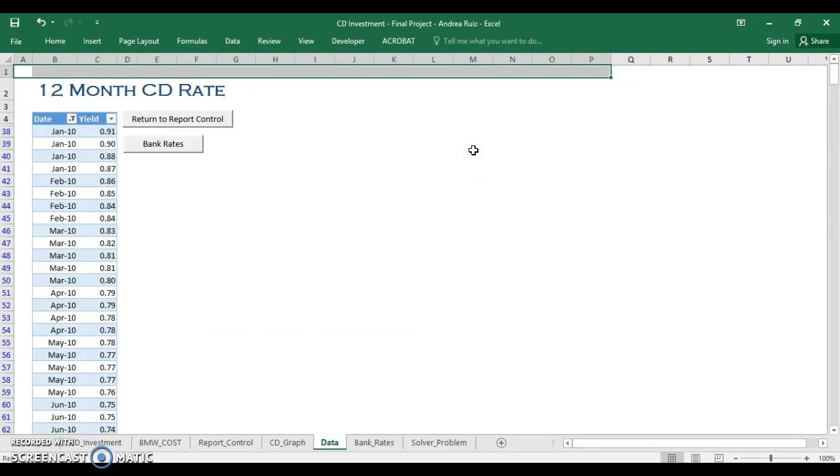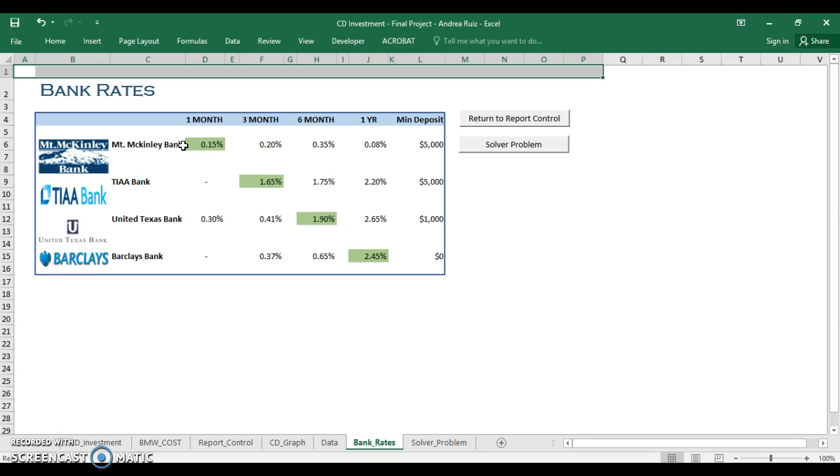So, here's the data from the chart that we just saw. Now, I have researched over 20 banks to see who is offering attractive rates with reasonable deposit minimums, and I have narrowed down my list to 4 banks. This chart shows the rates these banks are offering within the 1, 3, 6, and 12-month tenors, and the ones highlighted in green are the highest yielding CDs for their respective tenors.